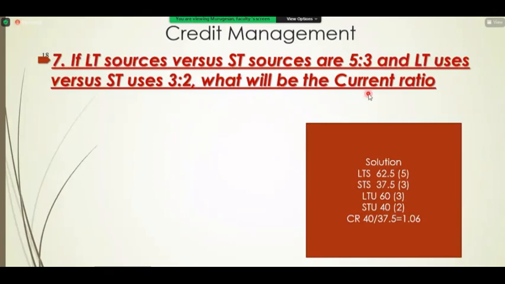Now what will be the current ratio? Current ratio is short-term assets divided by short-term liabilities, short-term sources, that is current liabilities. So 40 divided by 37.5, 1.06, one mark. How many of you understood? Tell me if you have not understood.